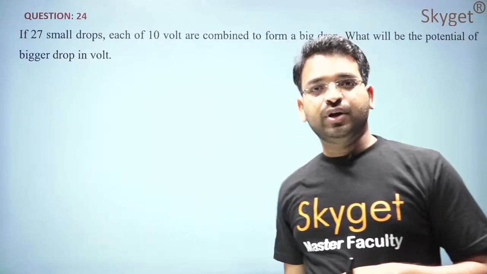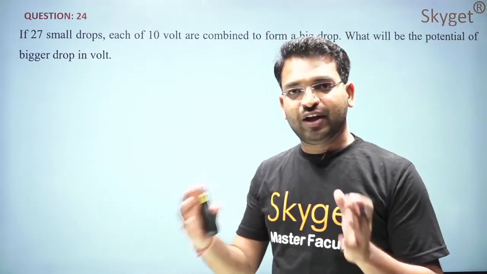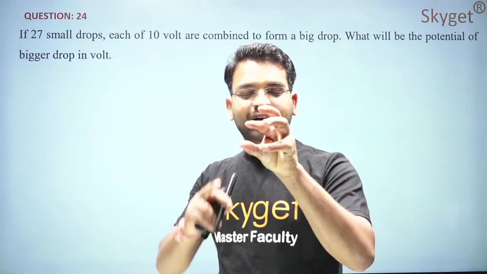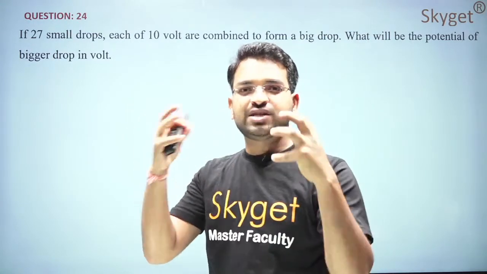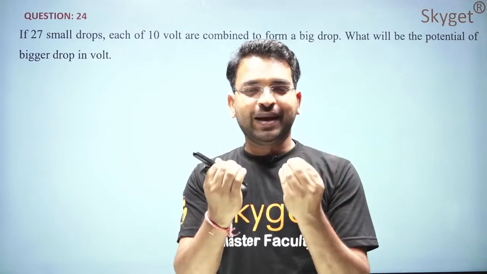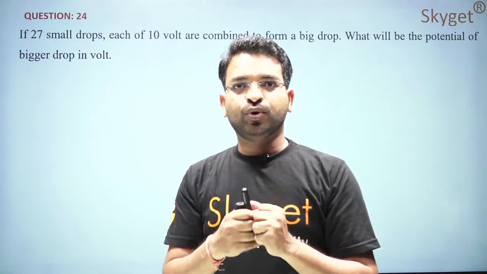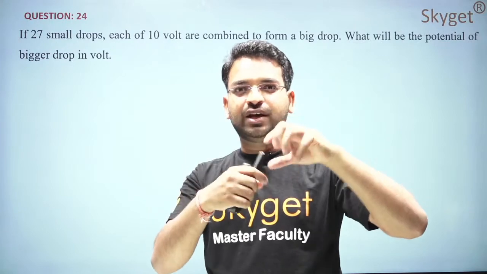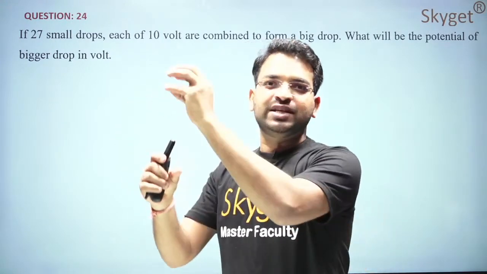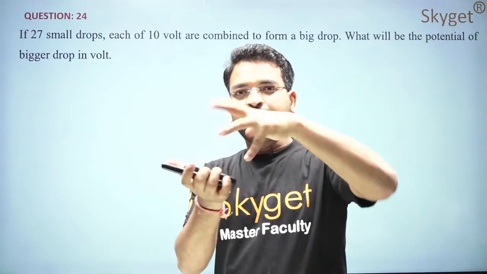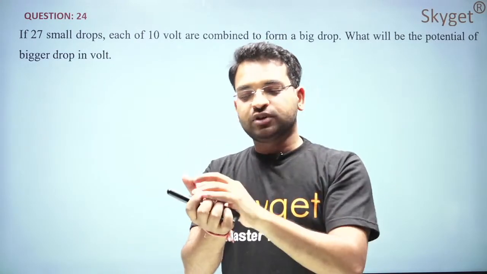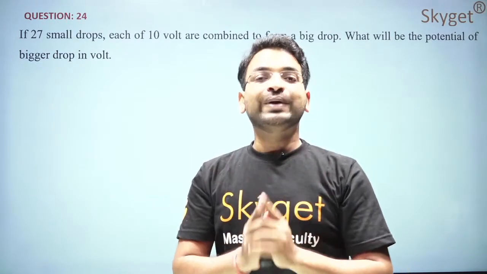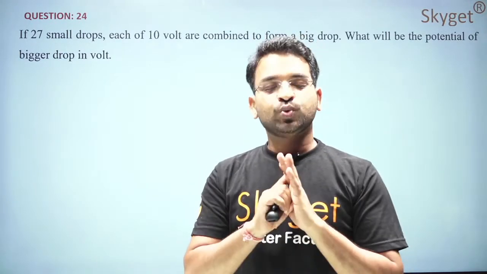Again, if you remember the last session, the same question has appeared, only the value was changed. That time it was 512, in this case 27. Now what is happening: there is one ball, and it will have some potential. If you combine so many drops, let's suppose 27 drops, all these 27 drops are going to combine and give you one big potential. So first of all, you assume there is a big drop, and the volume of the big drop will be equal to that of the 27 drops. Whatever the volume of these 27 will be, that will be the same for this one. Find out the radius, use the formula potential equal to kq by r, and get the answer. This was a super simple question.